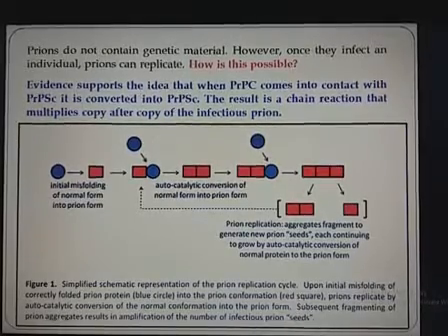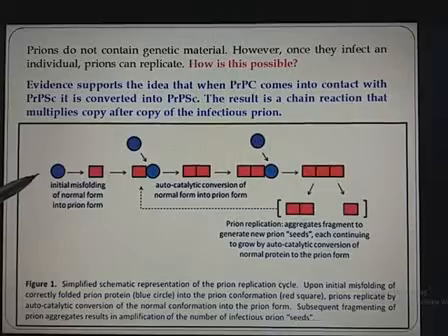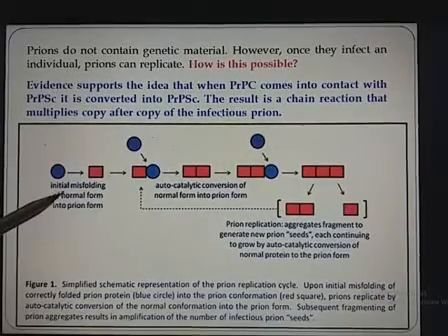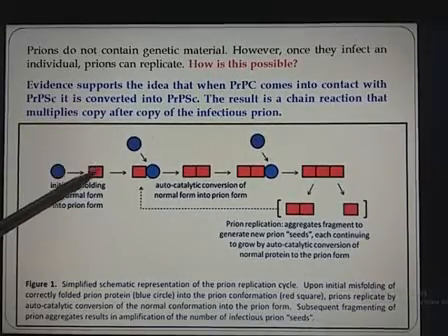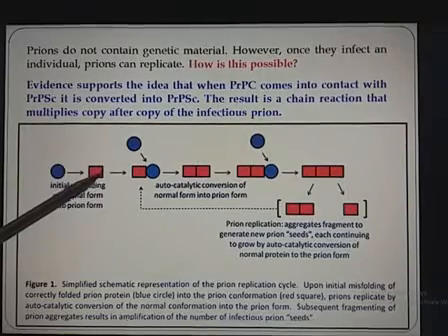You can see here that the blue one is the normal protein. After some kind of misfolding, the normal prion is converted into a mutated form, the abnormal or scrapie form.